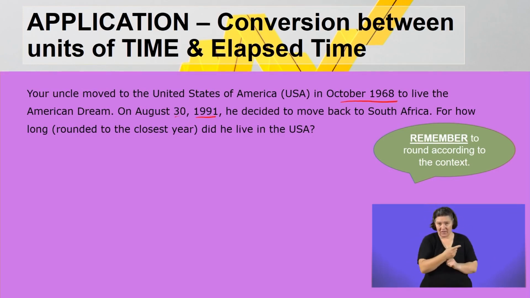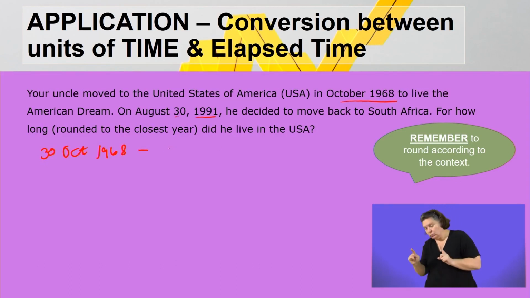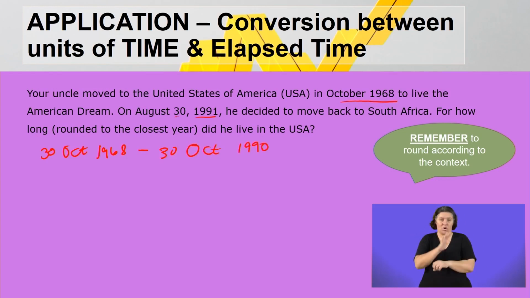So basically, if I look at this, from 30th October 1968 up until 30th of October 1990, remember I can't go a full year because October 1991 is too far. So if I type that in, 1990 minus 1968, I get 22 years. So that's the first part of it all, right? So at this moment in time, we're here.